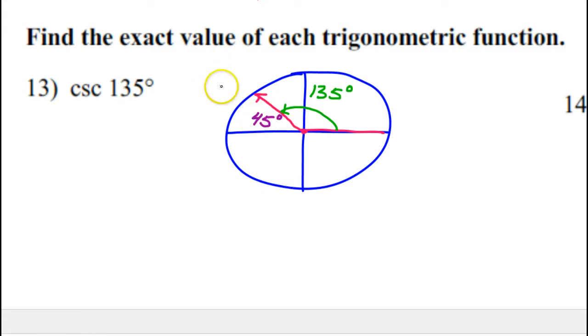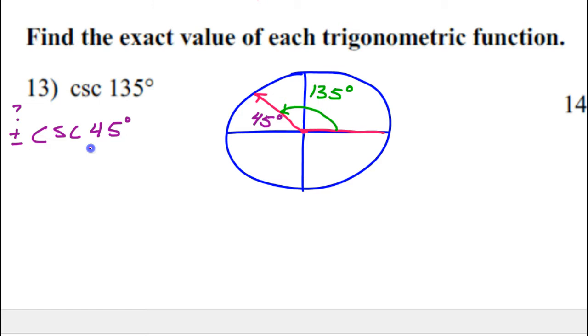Okay, so the beauty of a reference angle is that the value of a trig function at the reference angle is going to be the same as the value of the trig function at the original angle, with one exception. It might be positive or it might be negative. So this is going to equal the cosecant of 135 degrees, except maybe it's positive, maybe it's negative. All right, we'll have to figure that out later.